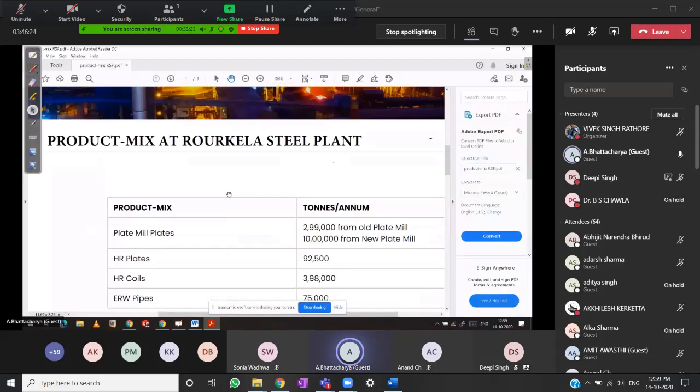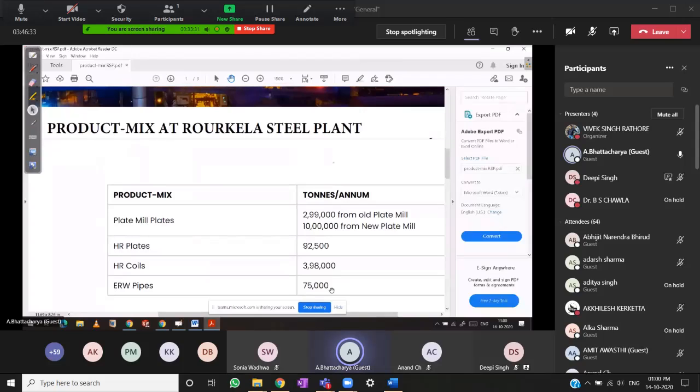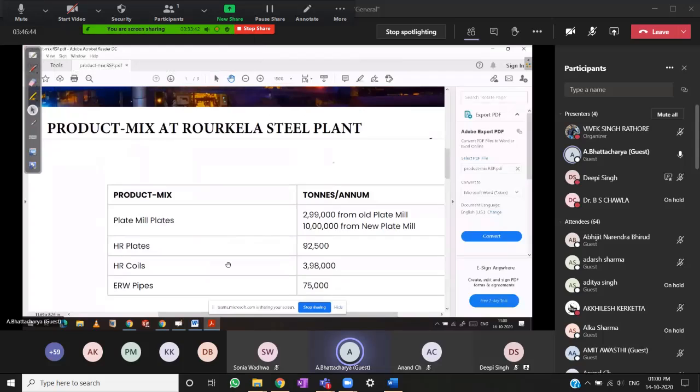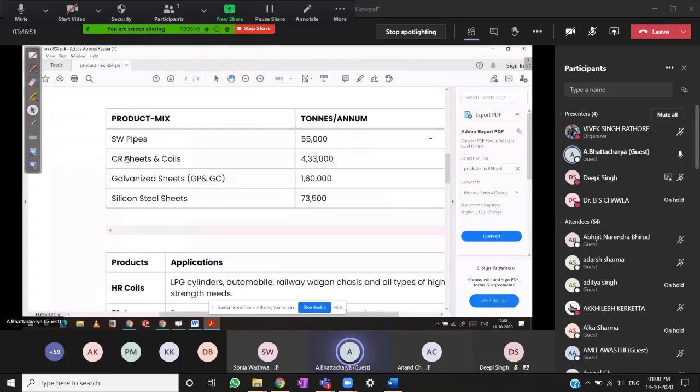So these are the capacities. Then hot rolled plates, hot rolled coils. Now Rourkela Steel, the oldest producer of large pipes. So we'll see how the pipes are produced. Then spiral weld pipes, roll sheets and coils, then galvanized sheets, all these roofing sheets. The pioneer is Rourkela.